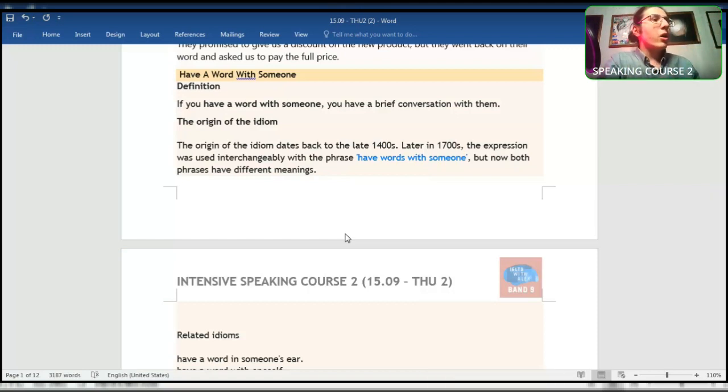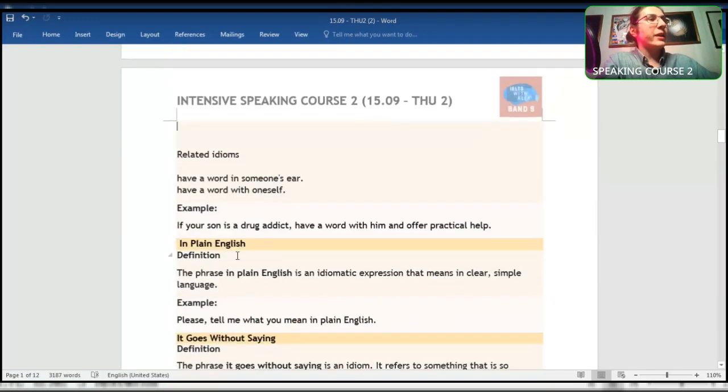Keep that also in mind. Okay. Next is "in plain English." I think we already talked about this. This basically means simple words, no difficult words.